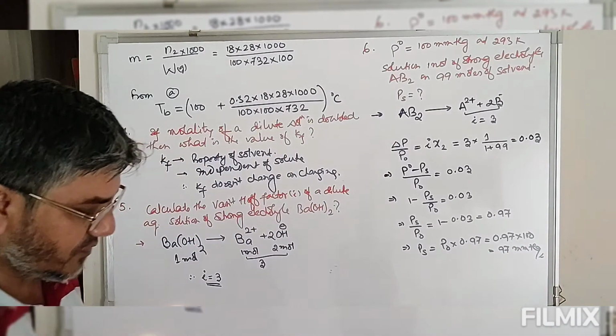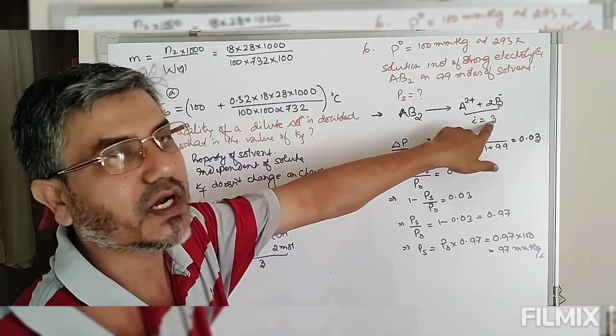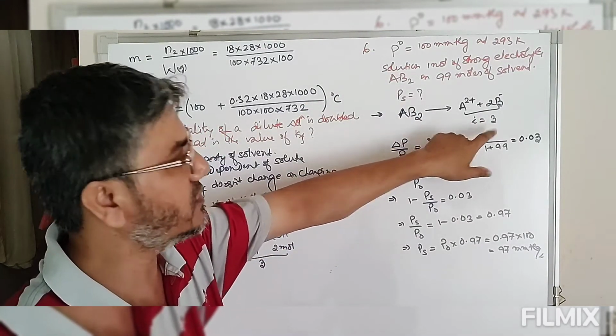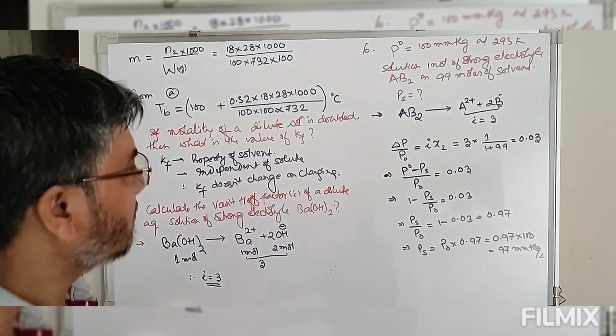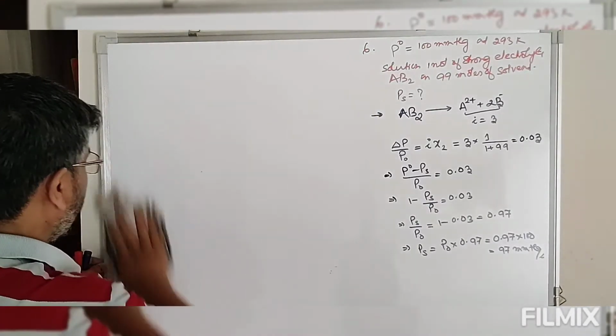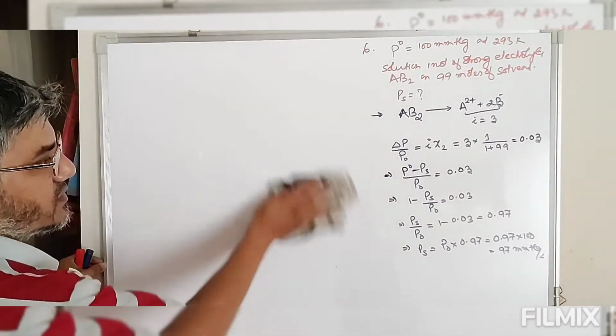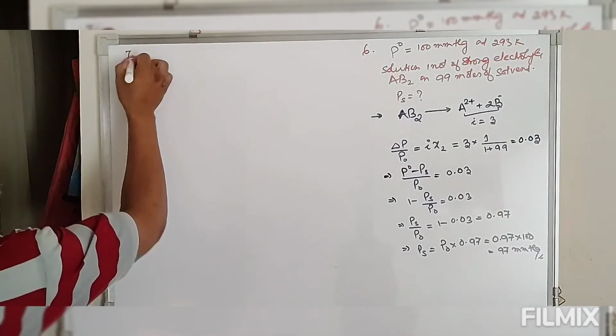The question is very simple, but we have to use this Van Hoff factor I. Van Hoff factor I being 3, we have to proceed in this way. This is a colligative property of electrolytic solution. I hope you are getting this question. Next, question number 7.